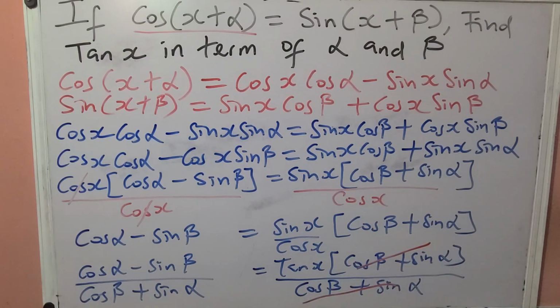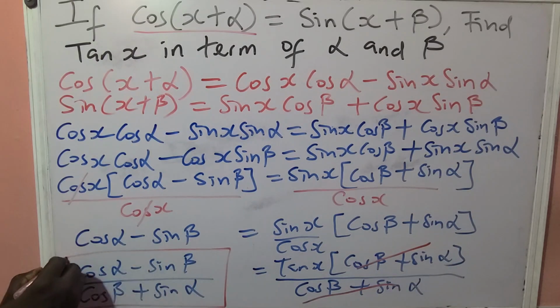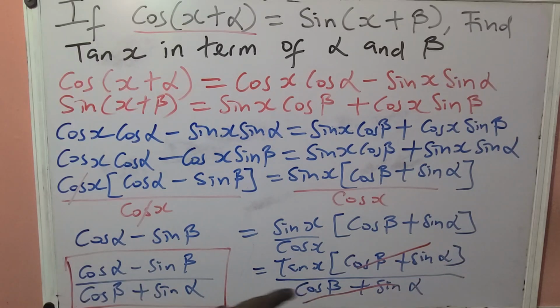That means my tan x will be equal to cos alpha minus sine beta. So this will be the value of my tan x. So tan x will be equal to cos alpha minus sine beta over cos beta plus sine alpha. So that's the way to solve this, and that will be your final answer. It's quite easy, and you can easily achieve this result.